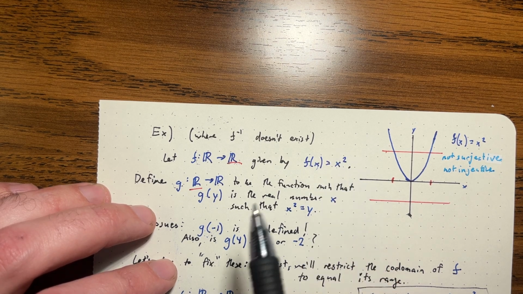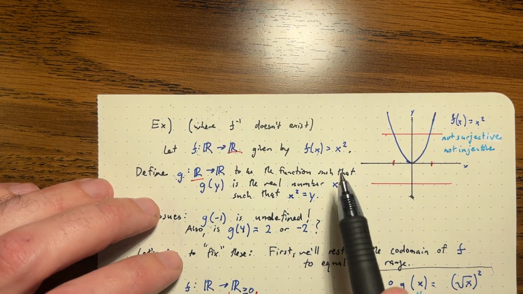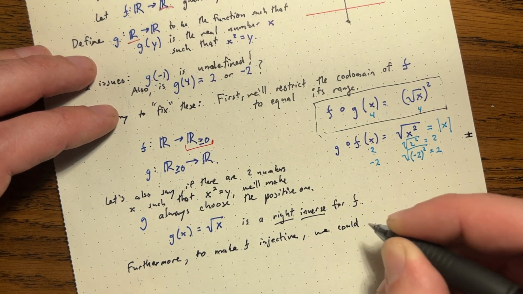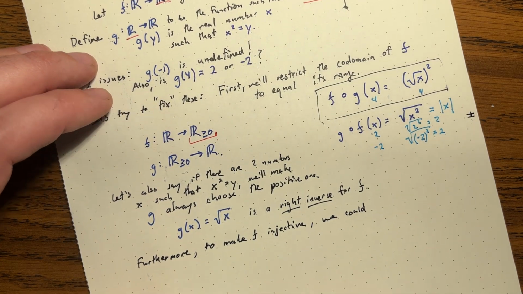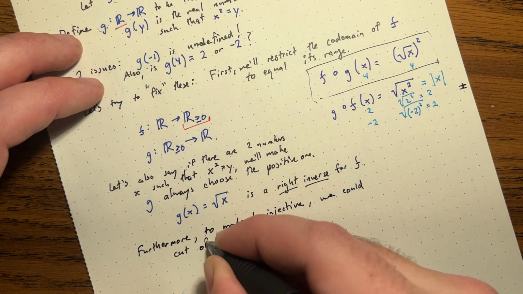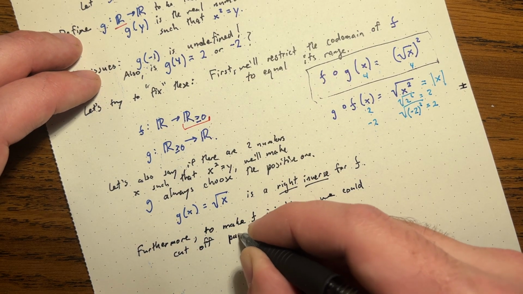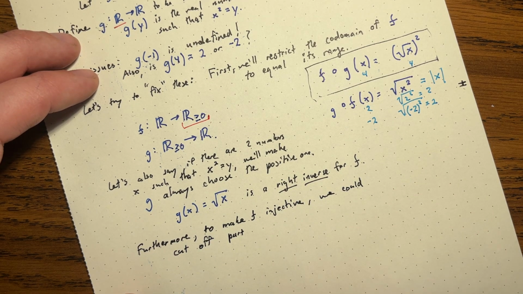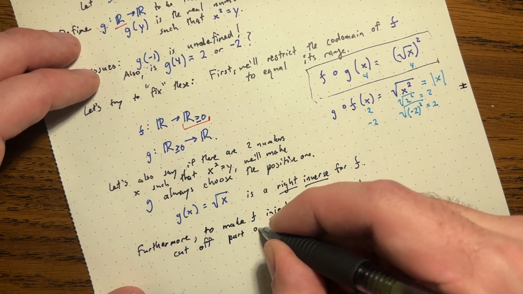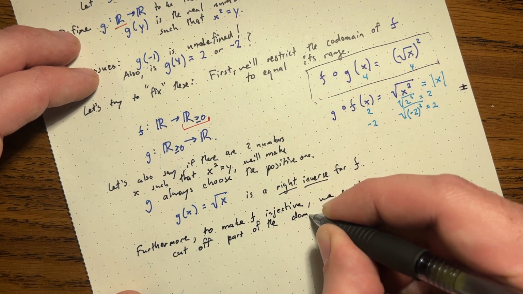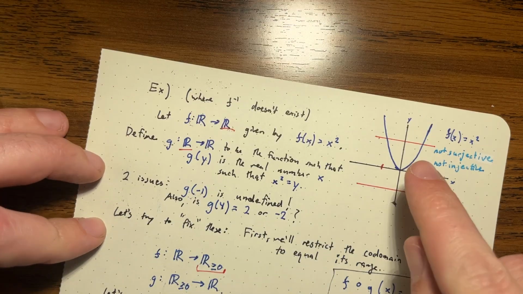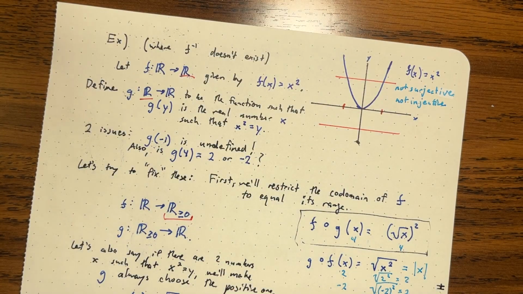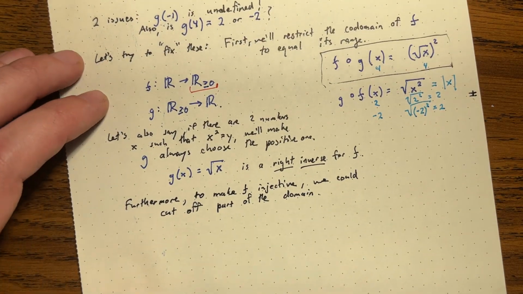It's perfectly well defined, right? Plugging in a negative real number. So to make f injective, we could cut off part of the domain. And this is actually something that often you do need to do if you really want to define a true inverse function. And there are two ways you can do it. You can cut off that part. You can cut off that part. You can cut off random parts of both. I wouldn't recommend that.